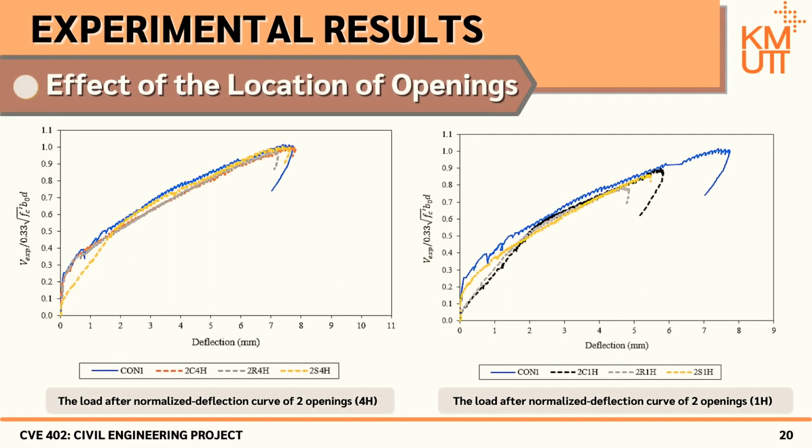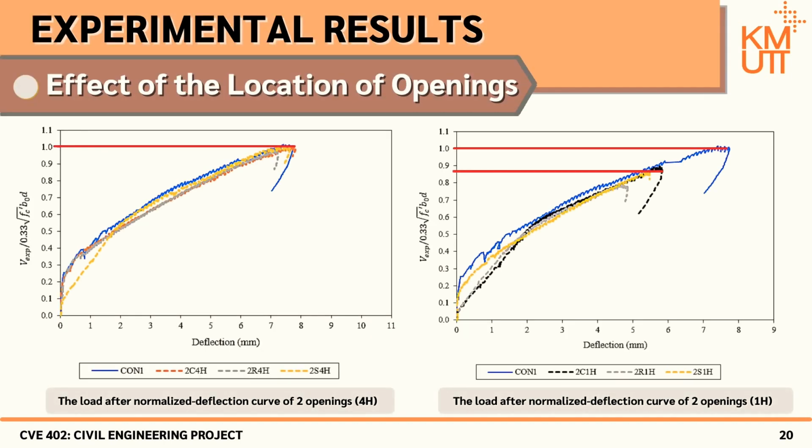Starting with the effect of the location of openings, this slide shows the comparison between openings at 1H on the right-hand side and 4H on the left-hand side. It can be seen that the punching shear strength of the 1H specimen was lower than that of the 4H specimen, because the opening at the 1H position decreased the critical shear perimeter more than the other position.